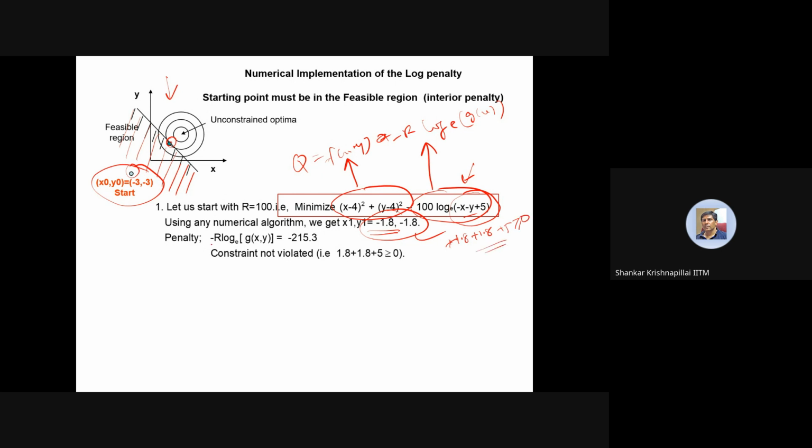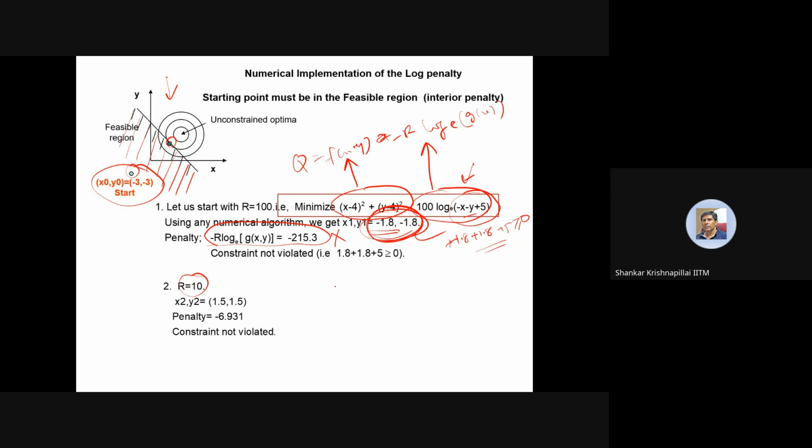But the penalty term is large. Minus r log into this term is very large. So this step is wrong because although the constraint is not violated, the penalty is large. Then next you use this as a starting point. For the next step of solution, xy equal to -1.8, -1.8 is the starting point. You put r equal to 10.